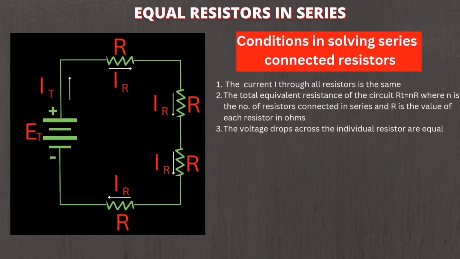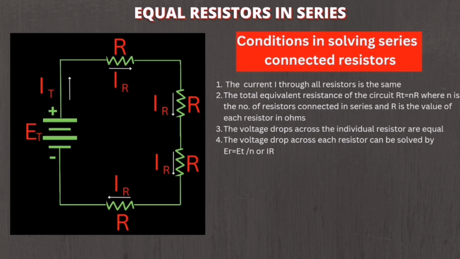For number 3, the voltage drops across the individual resistors are equal. For number 4, the voltage drop across each resistor can be solved by E sub R is equal to E sub T divided by N, or simply I times R. And lastly, number 5, the power taken by each resistor is equal to P sub R, which is equal to E times I divided by N, or simply E sub R multiplied by I.